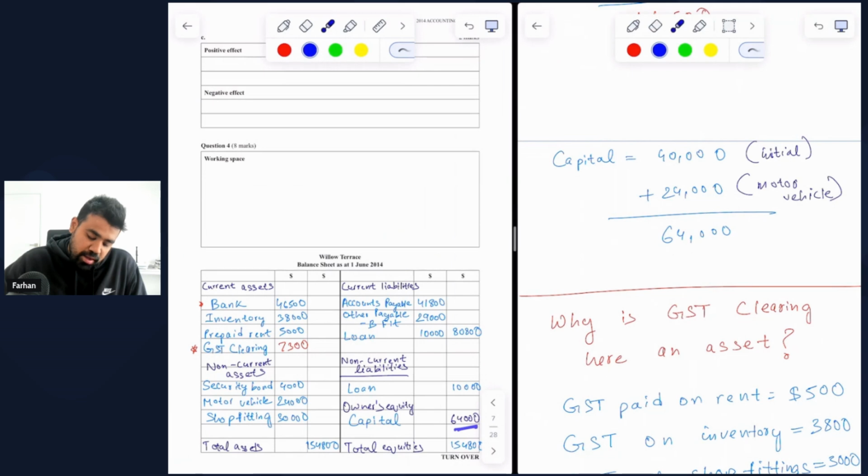And when you add this capital with $10,000 and with $80,800, you should get $154,800 in total, which is what's happening. So total assets equal the total of equity plus the total of liabilities. So I should have written total equity and liabilities here, just to make this clear. That's how the accounting equation mainly works.